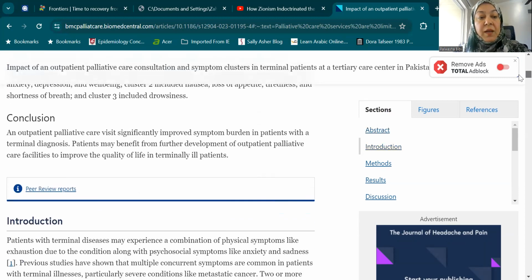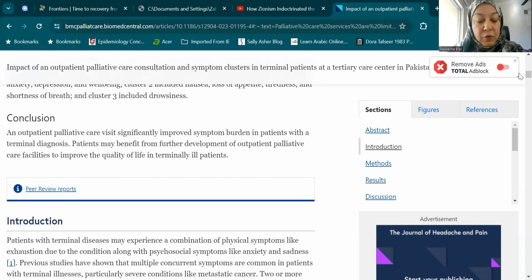And as conclusion, an outpatient palliative care visit significantly improved symptom burden in patients with a terminal diagnosis. So here is a research that is done in Aga Khan in Pakistan that tells you that there is outpatient care in palliative care, end of life care, and they have shown a significant improvement in symptoms of drowsiness and shortness of breath and loss of appetite and nausea, depression, anxiety. So they have dealt with all that. See, just one click of Google took me to an article that was done in Pakistan.